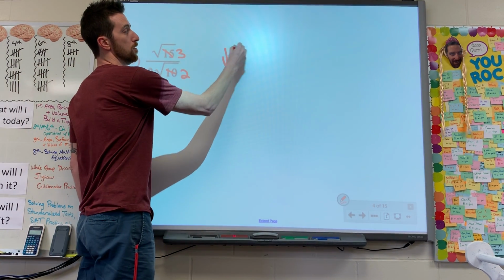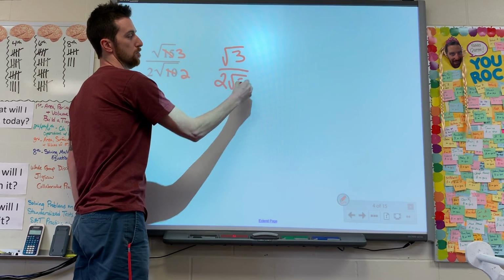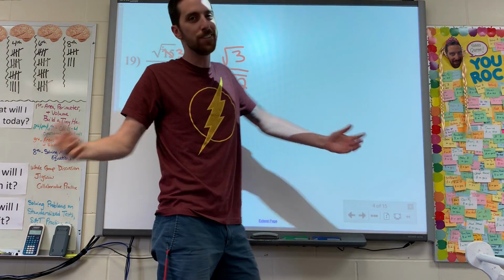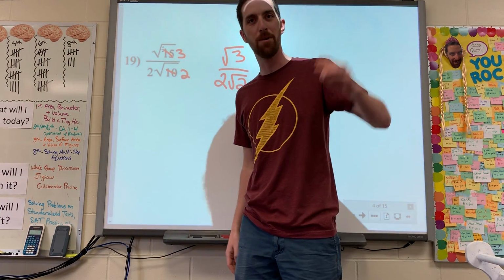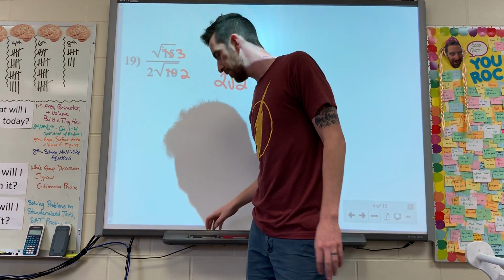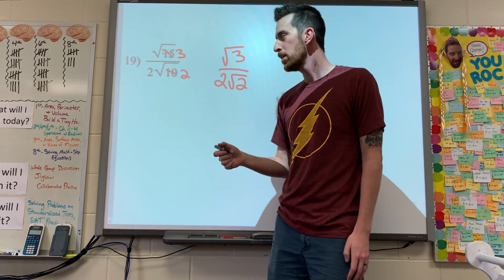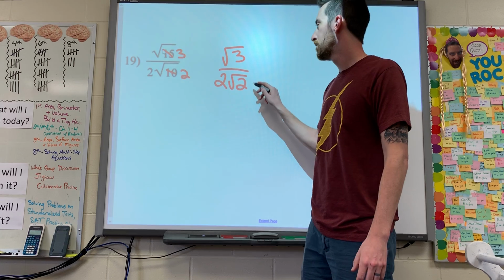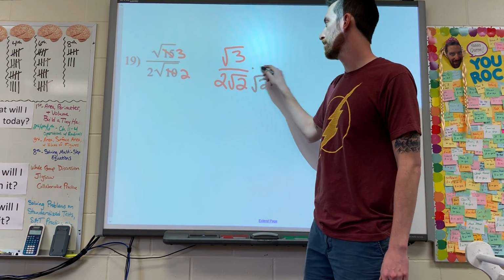We got root 3 over 2 root 2. And now we're done, right? No, we can't have radicals on the bottom. So, how do we get rid of that radical on the bottom? We multiply it out! So, root 2 on the bottom, you gotta do the same thing on the top.